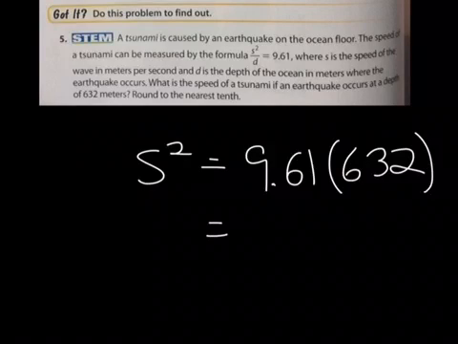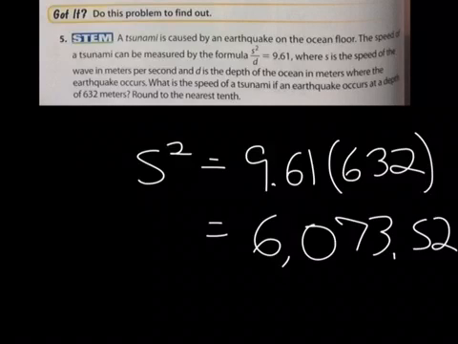Now here we have 9.61 times 632 equals 6,073.52 when I do that, and that's s squared. So what number multiplied by itself is going to give me something near 60, and then I can just add 2 zeros to it.